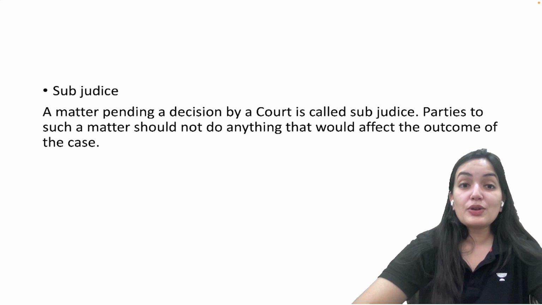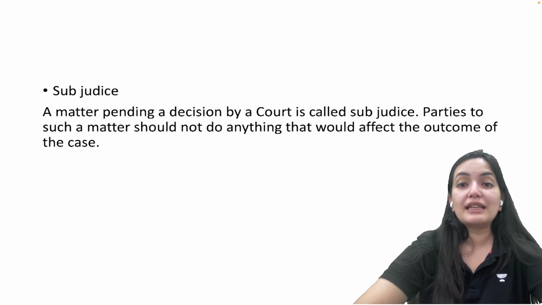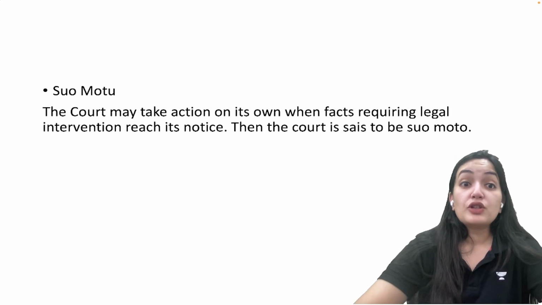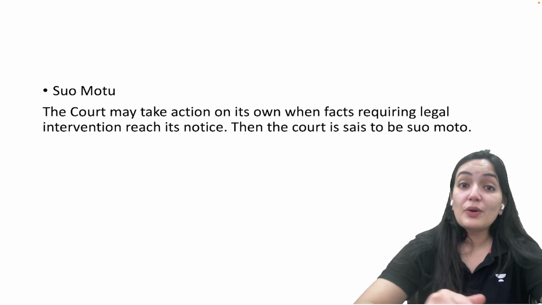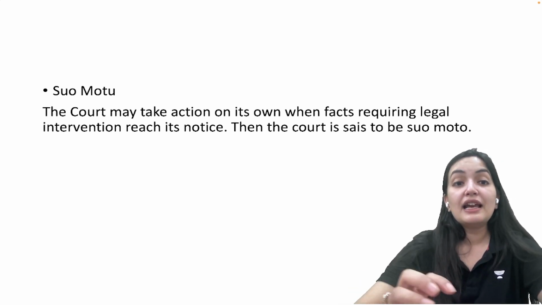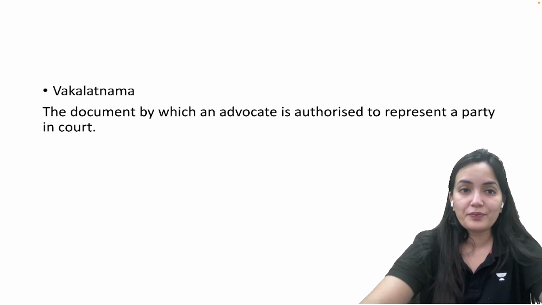Sub judice. A matter pending a decision by a court is called sub judice. Parties to such a matter should not do anything that would affect the outcome of the case. Very easy. Suo motu. The court may take action on its own when facts requiring legal intervention reach its notice. Then the court is said to be acting suo motu.